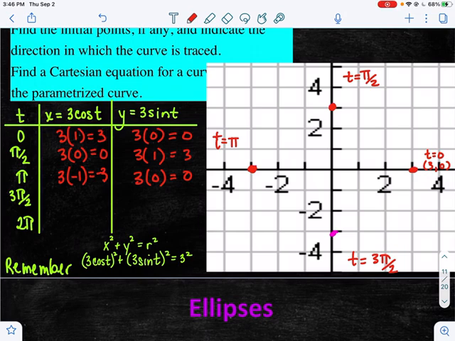So when I plug 3 pi over 2 in, cosine of 3 pi over 2 is 0, so we end up with 0, and then 3 times sine of 3 pi over 2 is negative 1, so we end up with negative 3. So 0, negative 3 for this point. And you can kind of see that the circle goes like this. Oh, it's kind of sloppy here. Let me make it a little bit neater.